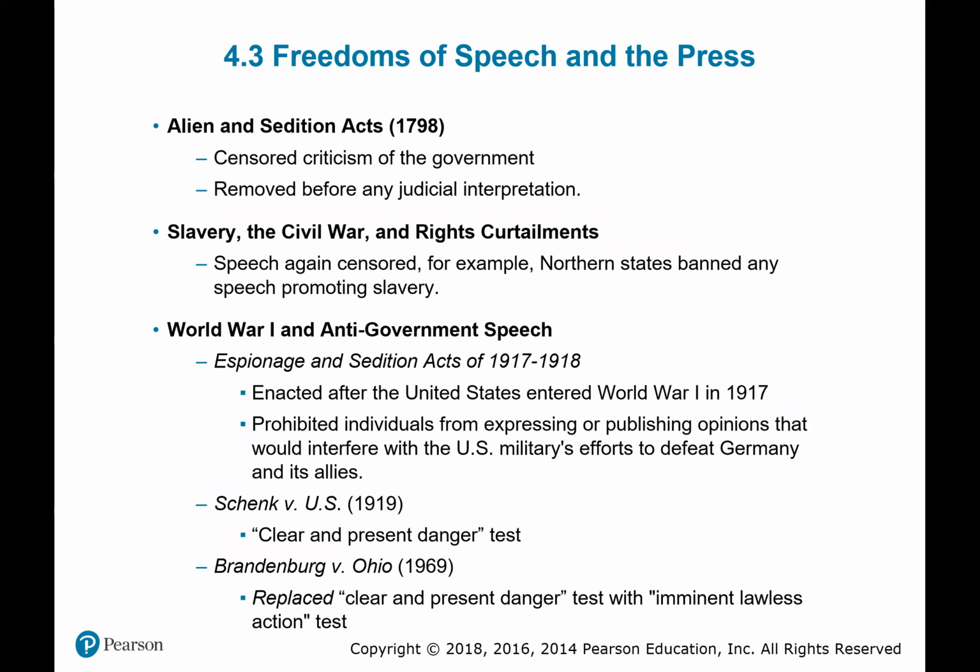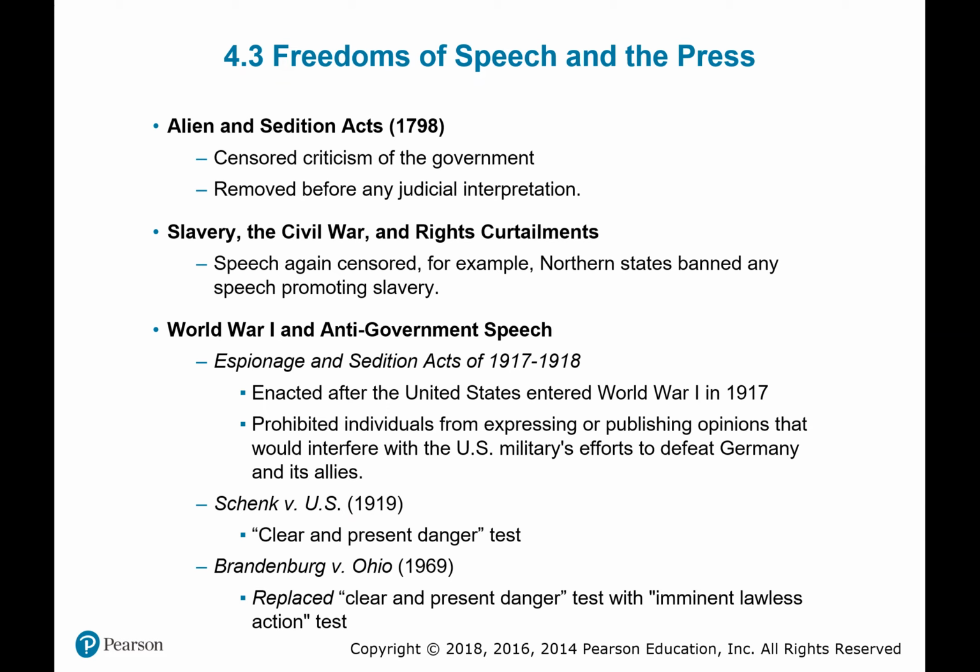But they removed it before any judicial interpretation could take place. It just was not very popular and has never been popular since, though it was revisited later, as we'll see in a second. Slavery, Civil War, and rights curtailments. During this time, speech was censored. For example, northern states banned any speech promoting slavery. That was during the Civil War, and there was a lot of other rights curtailments during the Civil War period, which is not too unusual during times of war.